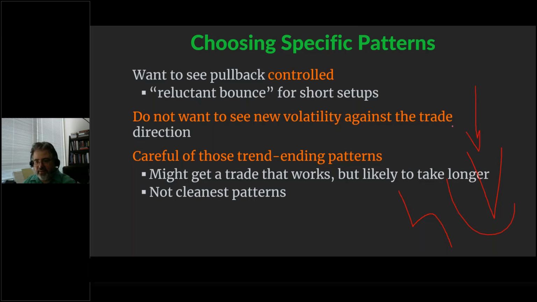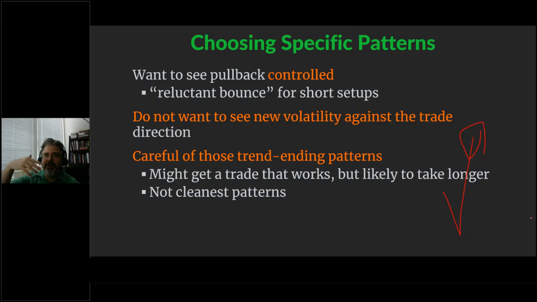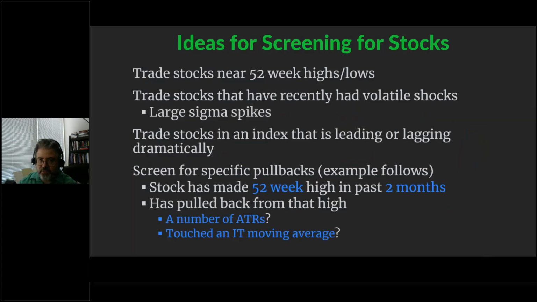This second pattern here is not the kind of pattern you want to trade. You do not want to see new volatility against the trade. That's what this would have been, right? If you have that spike, you're looking to short and you have this, that's not a pullback. That's new upside volatility, and that goes against our trade. And of course, you want to be very careful of the trend ending patterns. I'll show you in a moment, but if you have a trend ending pattern, sometimes the market will stabilize and go into a longer pullback, and that's where the complex pullback can be really interesting, specifically for stocks.